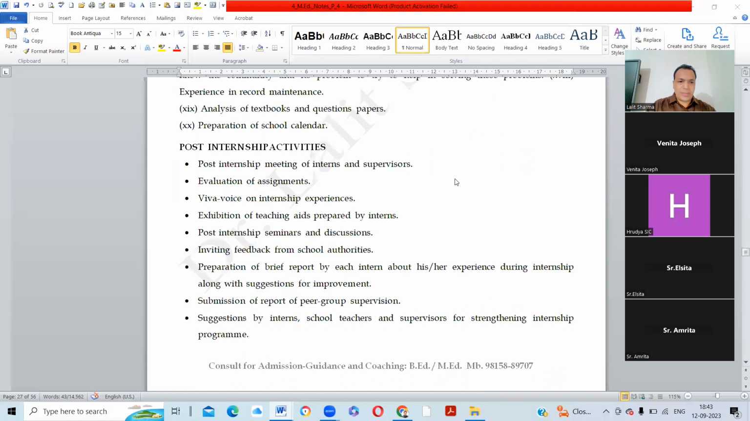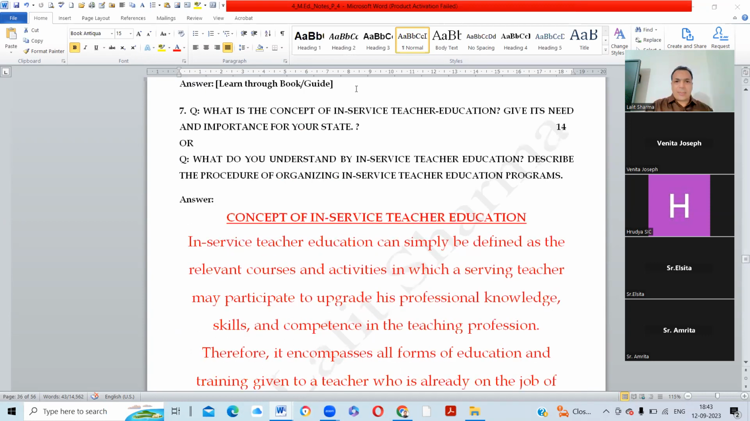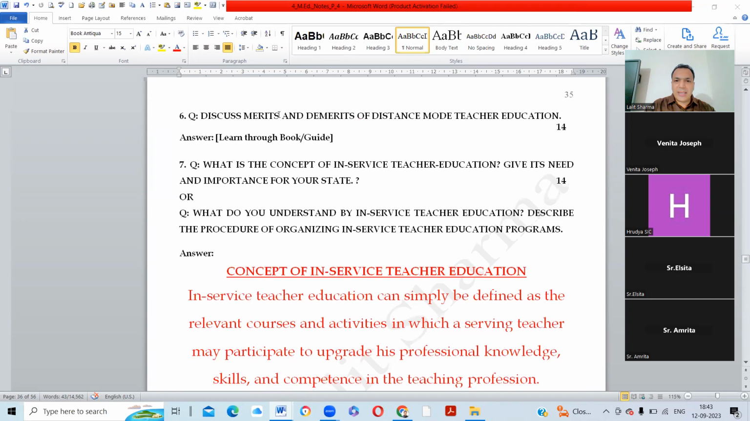So the next question is, what is the concept of in-service teacher? You can do the merits and demerits from the guide. Okay, this is also easy. Discuss the merits and demerits of distance mode teacher education.